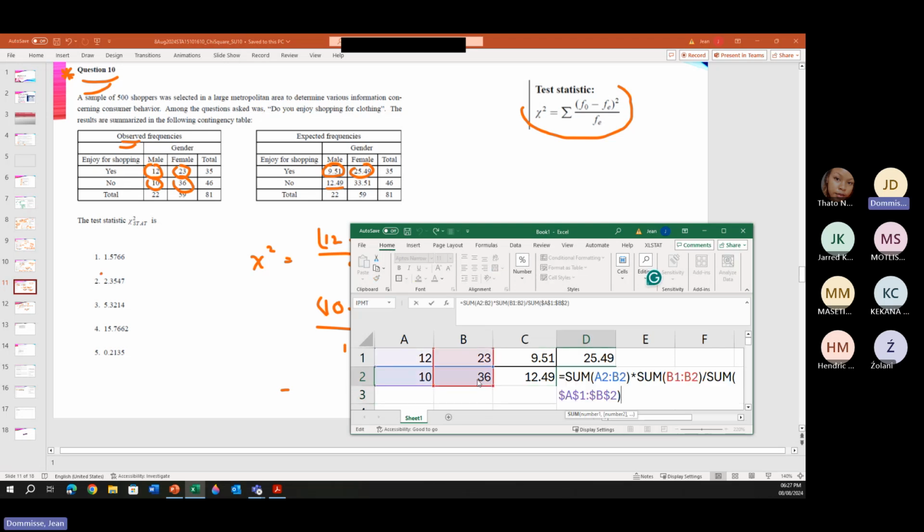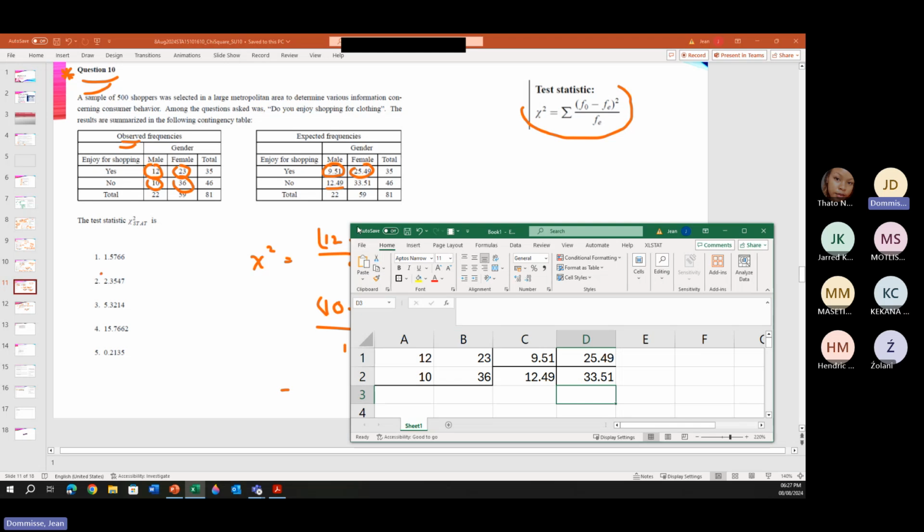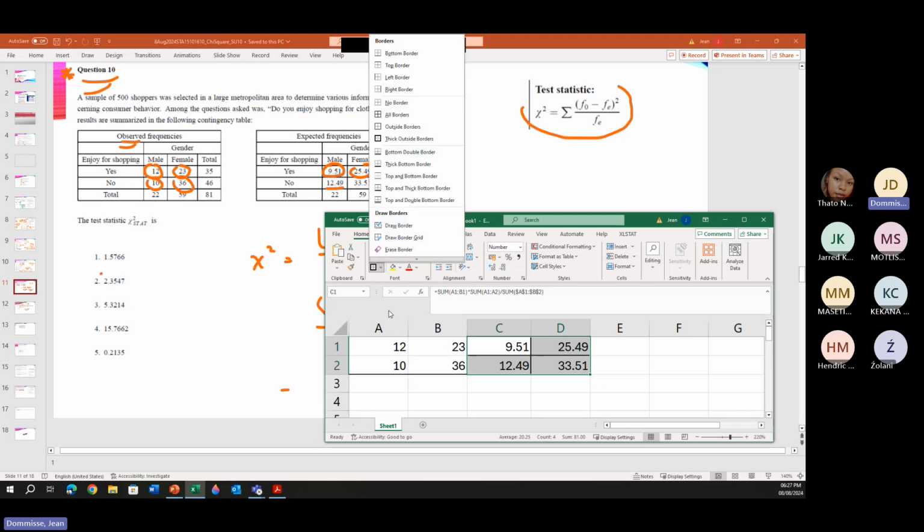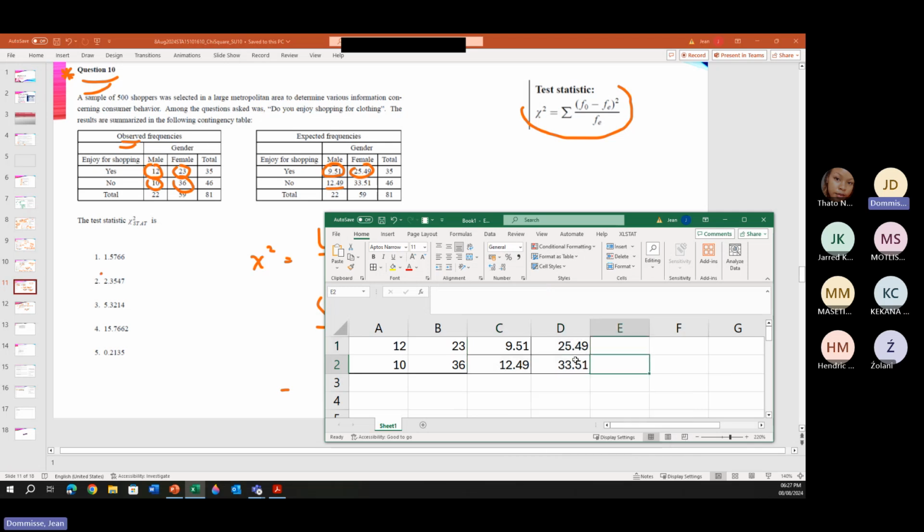And so you guys can use this for other questions as well. You just replace those numbers and this will automatically change. I will send this to you guys on the WhatsApp chat as well, so that you have it.